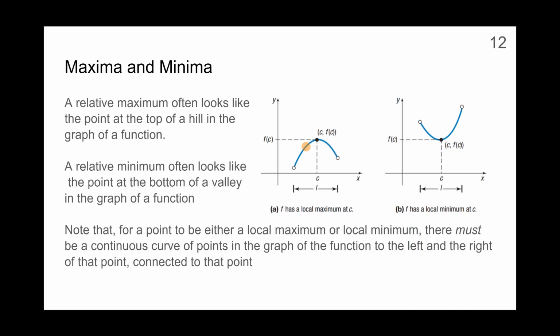One thing that is important is that in order for a point to be a local maximum or a local minimum, there must be a continuous curve of points in the graph of the function to the left and to the right of that point connected to that point.